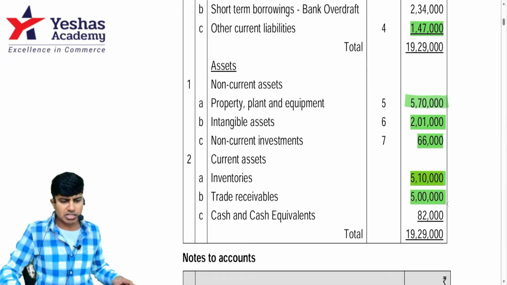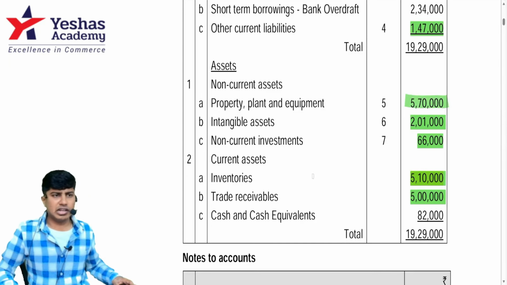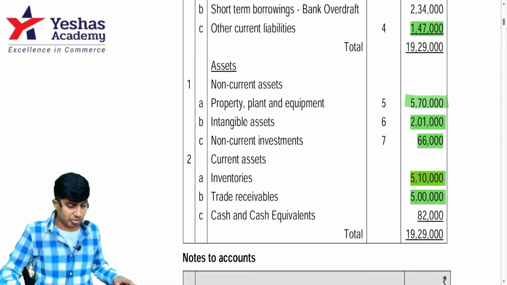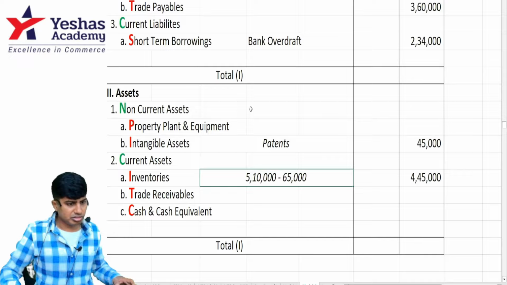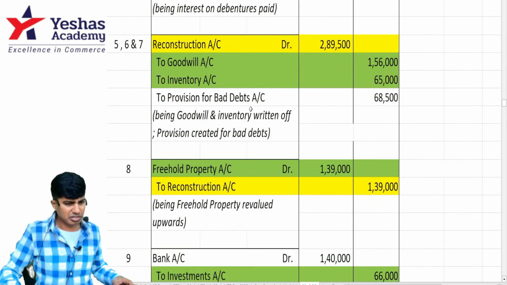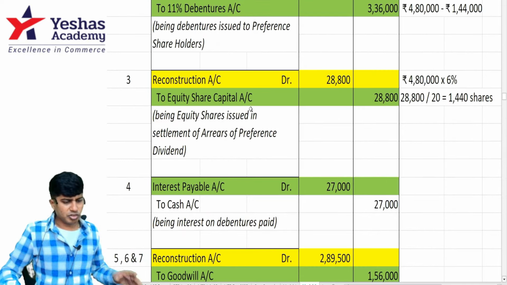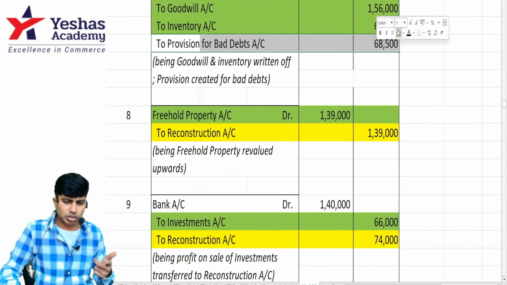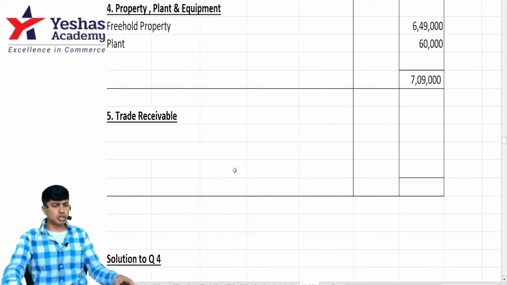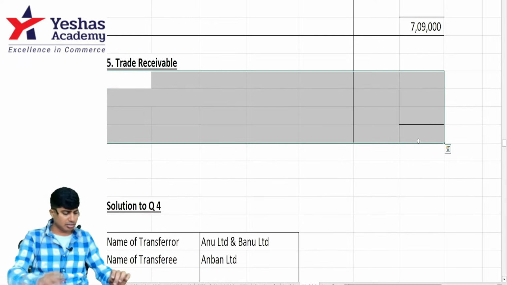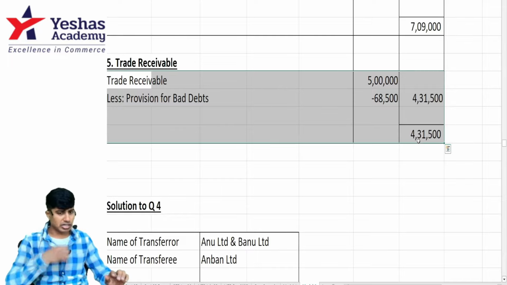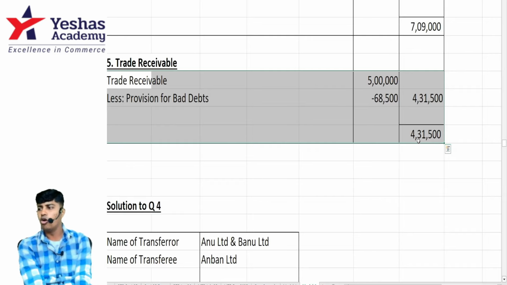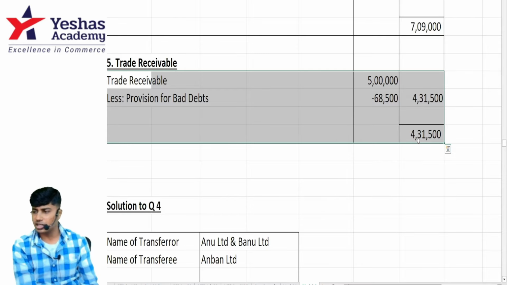What's after this? Trade receivables 5 lakh. Take trade receivables 5 lakh in the calculator. Do we have it anywhere here? Yes, PDD. How much PDD? 68,500 will show the deduction. We'll open one notes to accounts. I would write trade receivables at 5 lakh. Deduct provision for bad debt 68,500. Show 4 lakh 31,500 the closing balance.